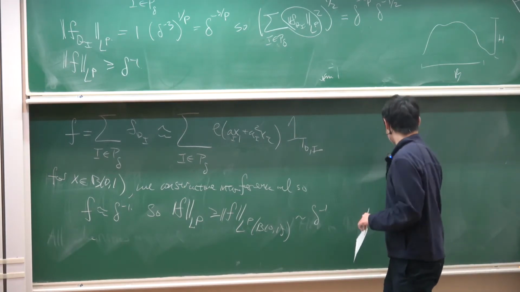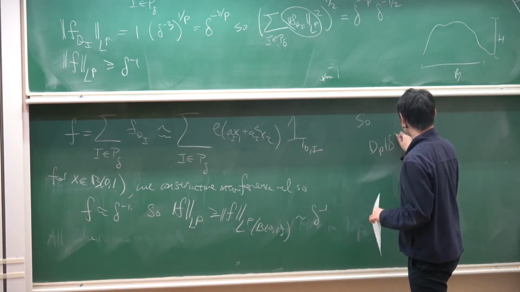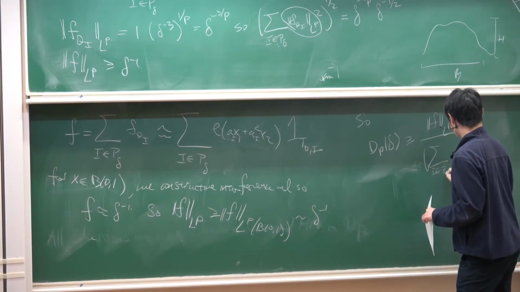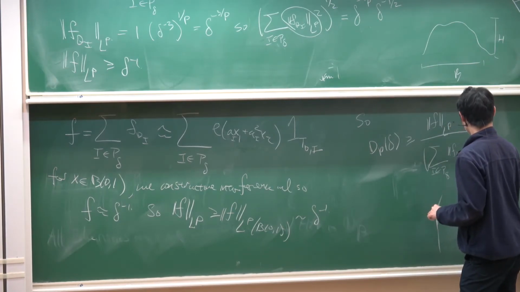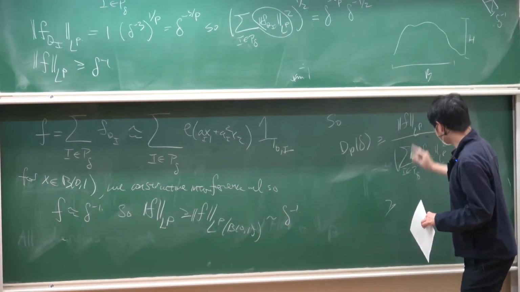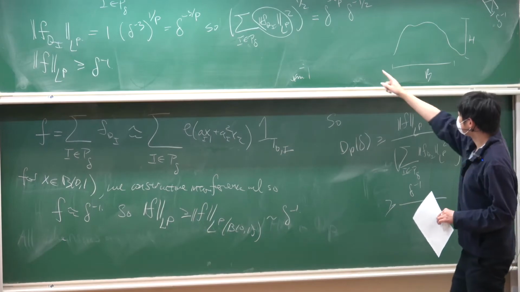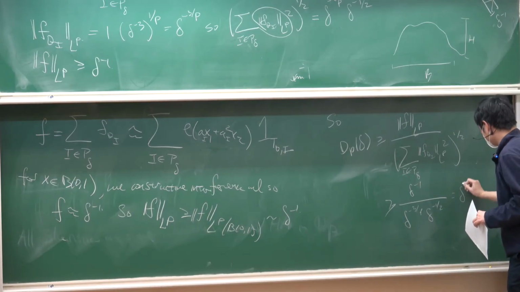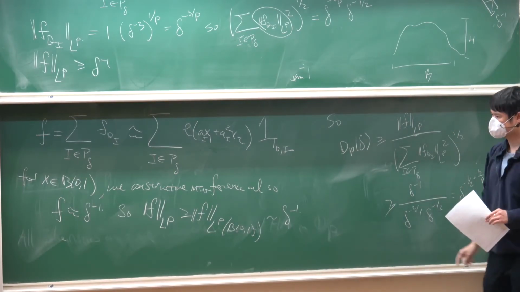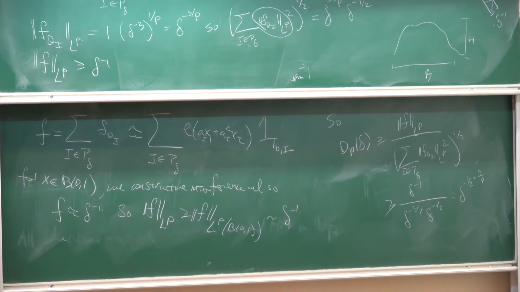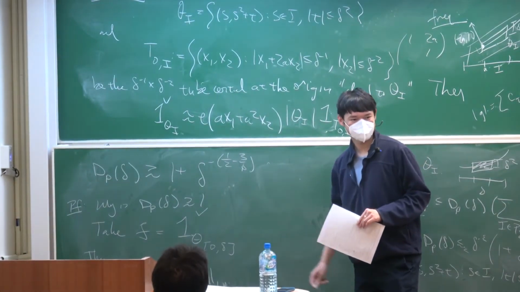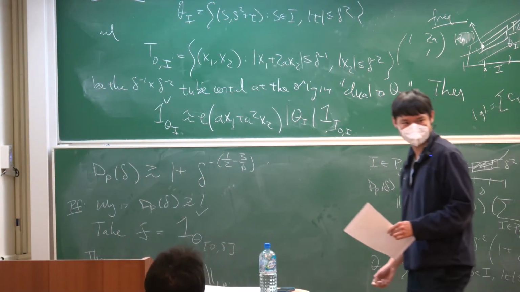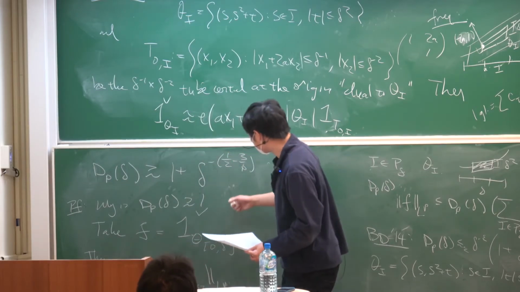Okay. So, D_p of delta is at least the LP norm of f over the square root of the sum of the LP norms of the theta_i squared. We know that the numerator is at least delta inverse. The denominator is this guy, delta to the minus 3 over p, delta to the minus 1/2. So this is delta to the minus 1/2 plus 3 over p, which conveniently is exactly the bound that we want. So Bourgain-Demeter's bound more or less says that this lower bound is sharp. So this is just one example that shows that Bourgain and Demeter's theorem is sharp.